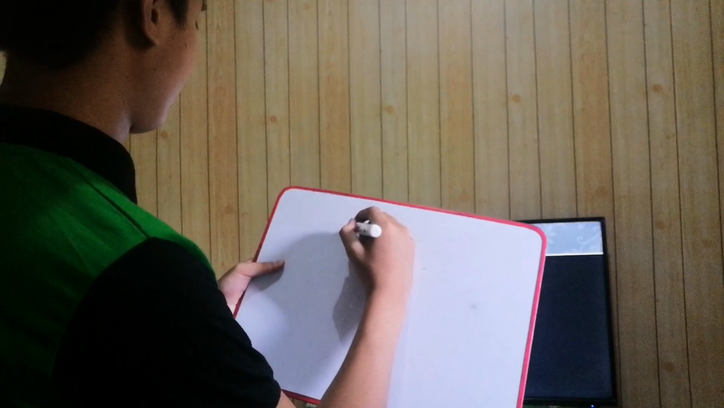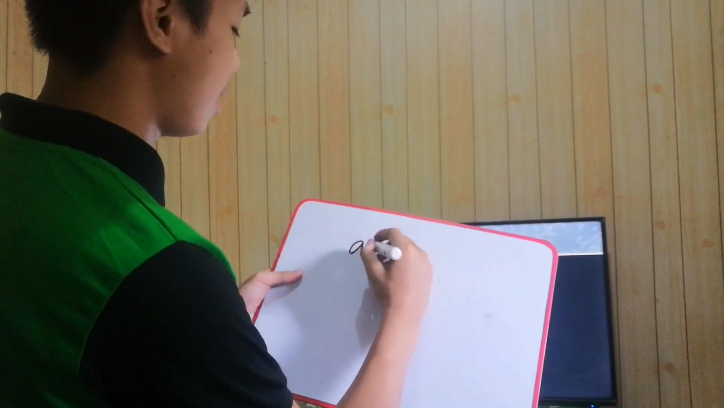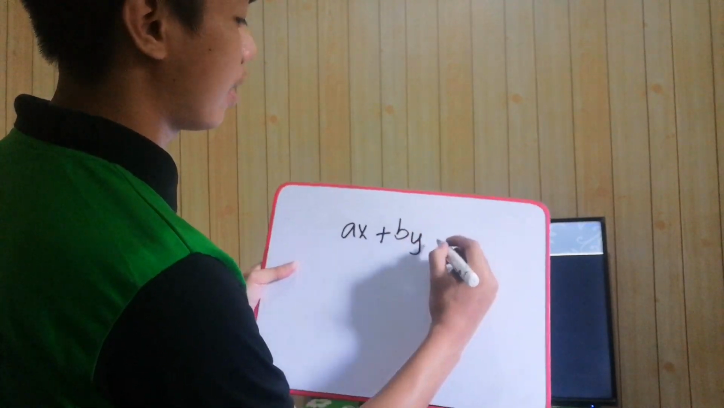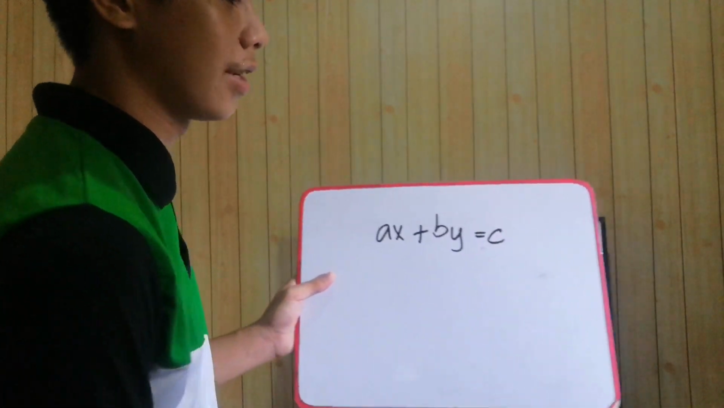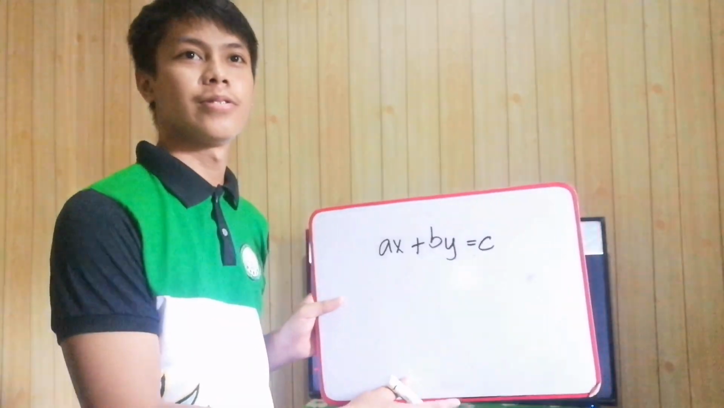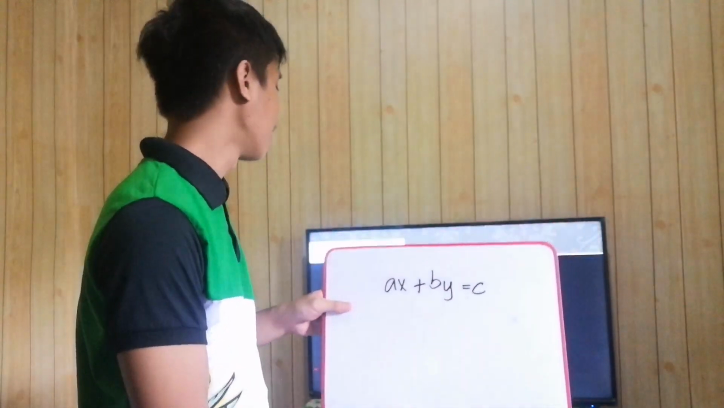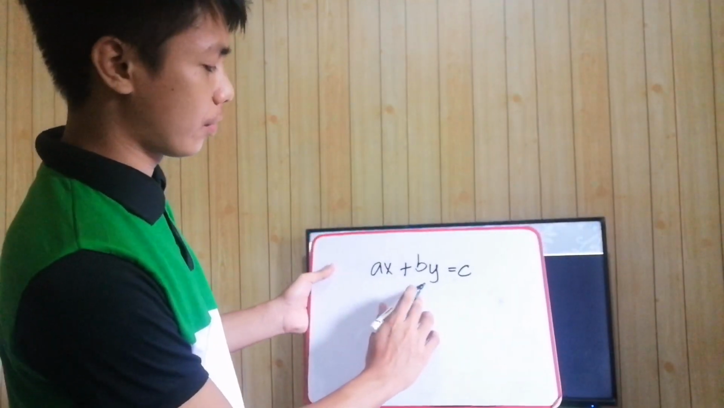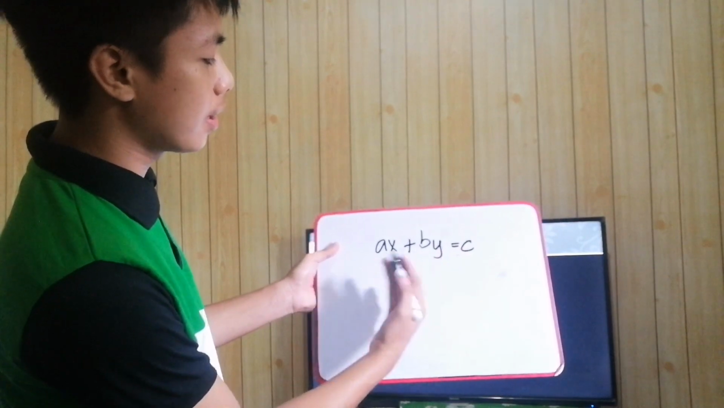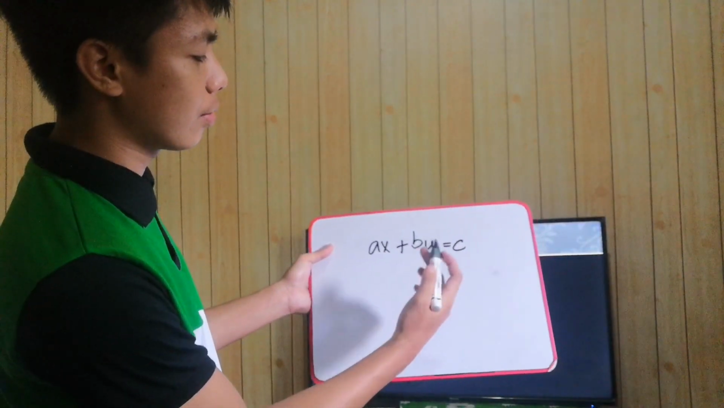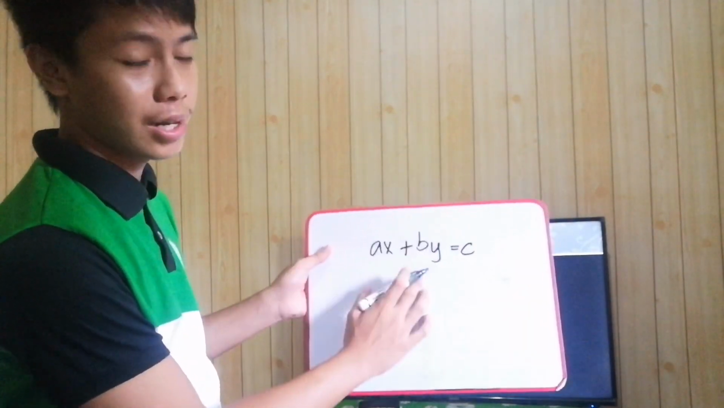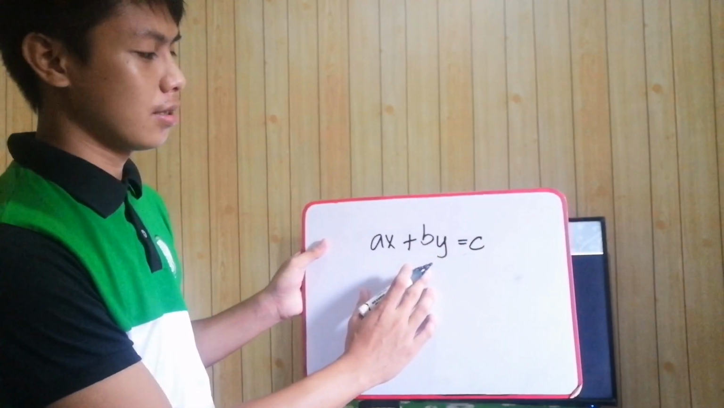Sulat na natin. Given natin number 1, ax plus by equals c. Okay? Klaro? Okay, now, para makuha natin yung slope-intercept form, kailangan ang matira lang dito sa left side is yung y lang. So, anong gagawin natin para y lang yung matitira?